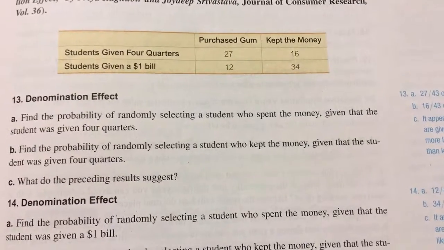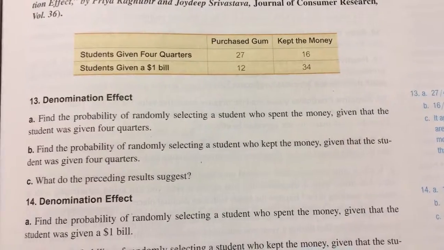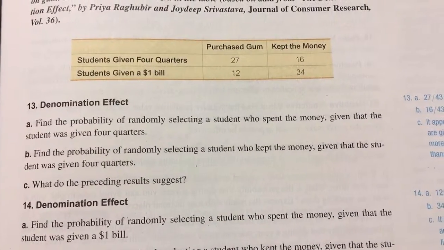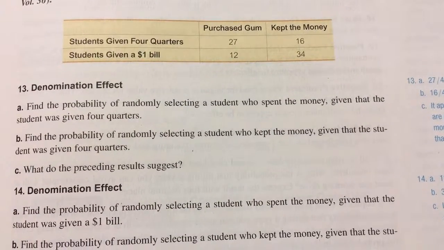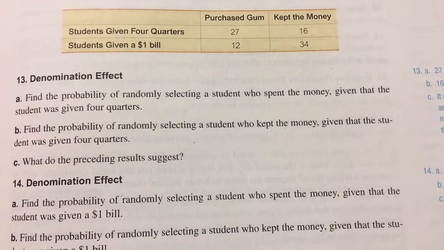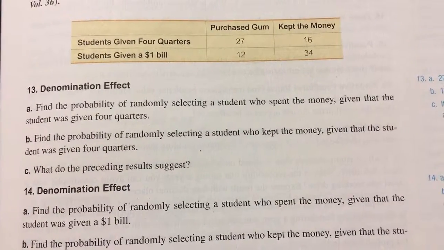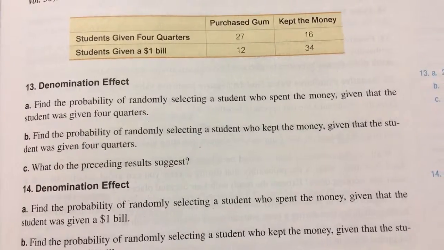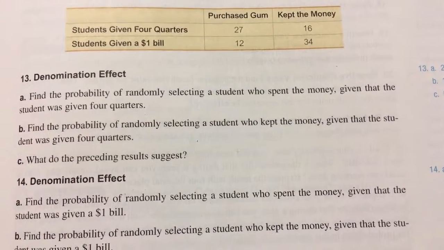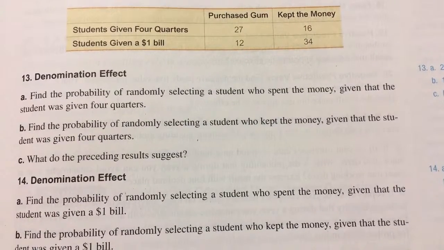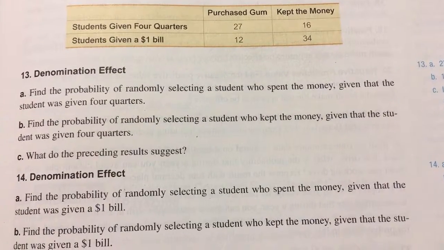Okay, so in number 13, which is our second and last problem in this set, we have a chart right there, and we're supposed to use this chart on the denomination effect. On A, it says find the probability of randomly selecting a student who spent the money given that the student was given 4 quarters. In part B, we're supposed to find the probability of randomly selecting a student who kept the money given that the student was given 4 quarters. And in C, we're supposed to find out what the preceding results suggest.